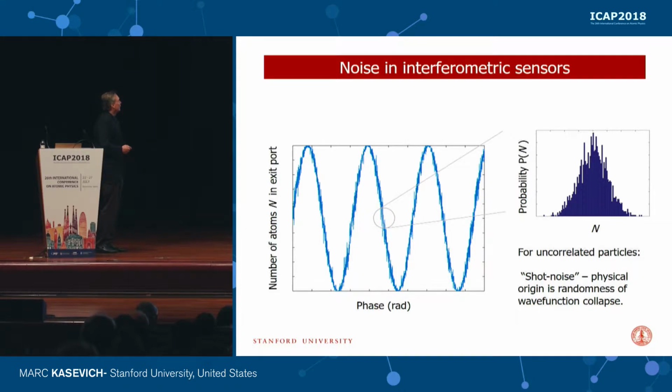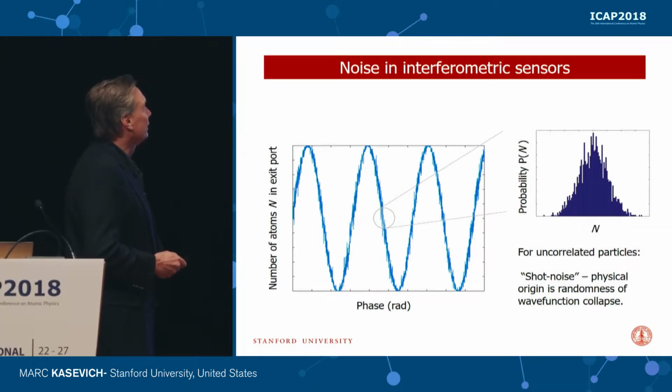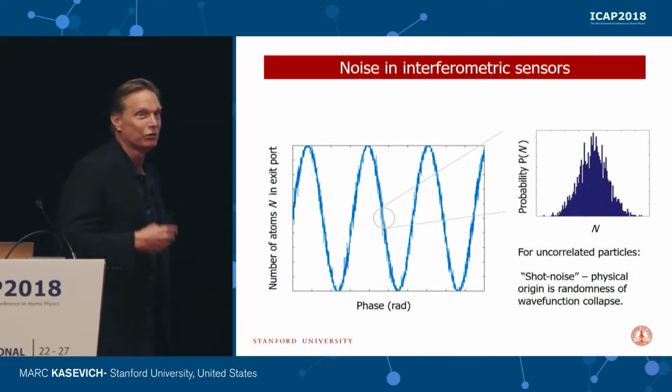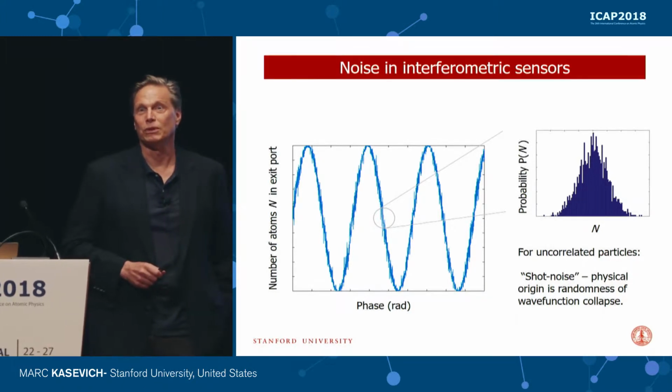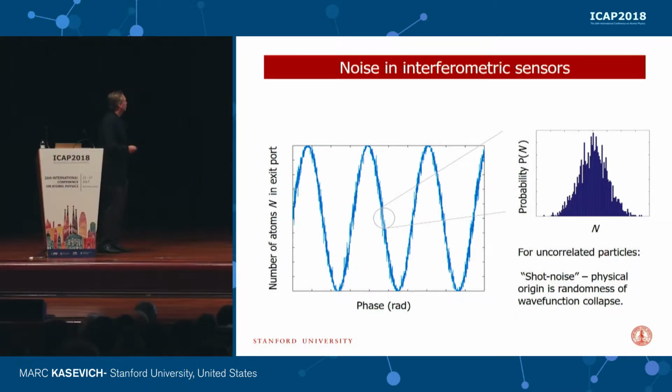interference fringe, we're limited fundamentally, if the particles are uncorrelated, by shot noise. And so by counting the number of particles, we see that due to the randomness of the wave function collapse, we have a width of that distribution, which fundamentally, via the slope of this fringe, impacts our ability to precisely determine phase. So the question is, how can we do as well as possible in determining the phase of this fringe, or the phase output of this interferometric sensor?